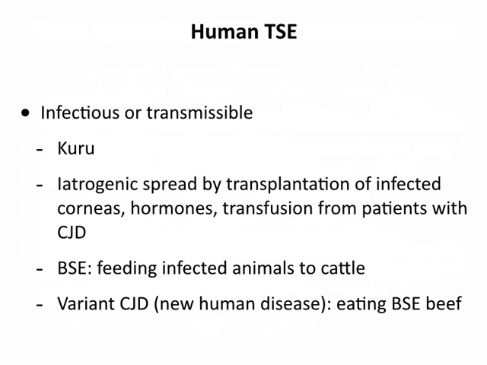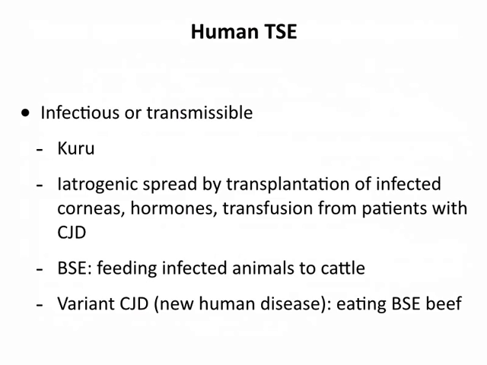So let's talk about some of the different kinds of human TSEs. The infectious or the transmissible one was really the first one that we detected. It was first found in New Guinea, it was called kuru, and I'll tell you the story of that in a moment. You can also acquire this TSE by iatrogenic spread, spread from contaminated procedures. So many individuals have gotten corneal transplants or hormone treatments or transfusions from people who had CJD, Creutzfeldt-Jakob, which is one of these TSEs, and these individuals didn't know it, and they were given unknowingly the TSE.